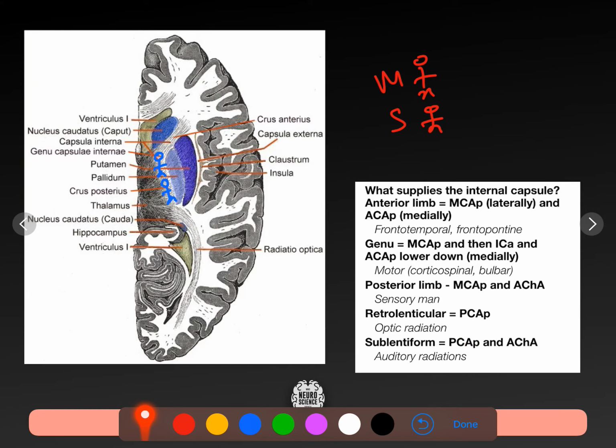The retrolenticular portion going to the optic radiation, no surprise because it's posterior, is the PCAP. Our sublentiform is PCAP and anterior choroidal. It grabs some of this anterior choroidal that's supplying this region here.